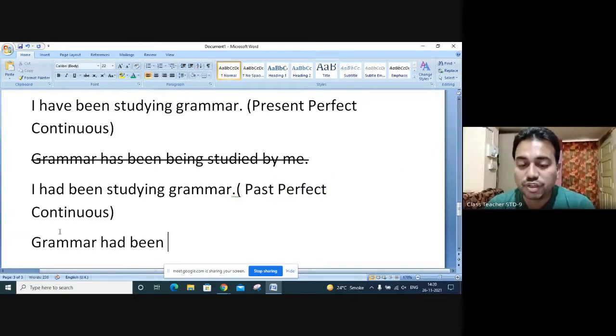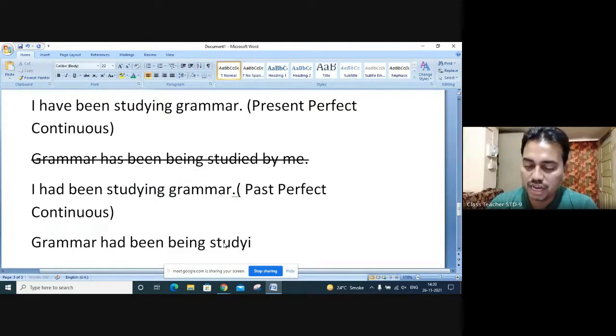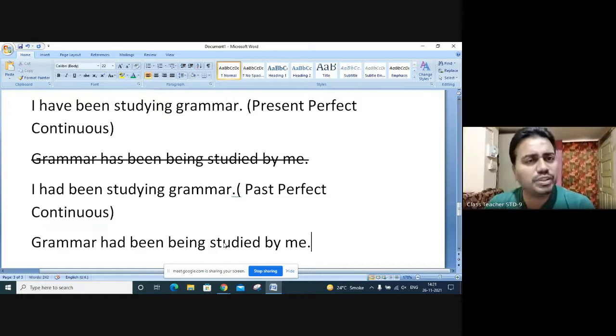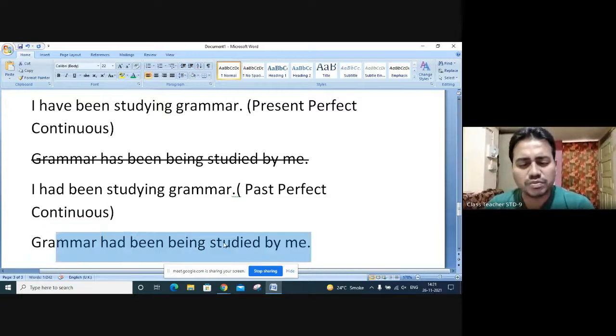What is the helping verb that we use for continuous tense? Yes, it is being. Being. Okay. Now, the main verb is studying. The main verb transforms into which form? V3 form. So, the V3 form of studying, studied. Studied. Who studied it? By me. Can such a transformation be possible? A very ugly transformation is coming, no? So, it's too complicated. It is not acceptable.